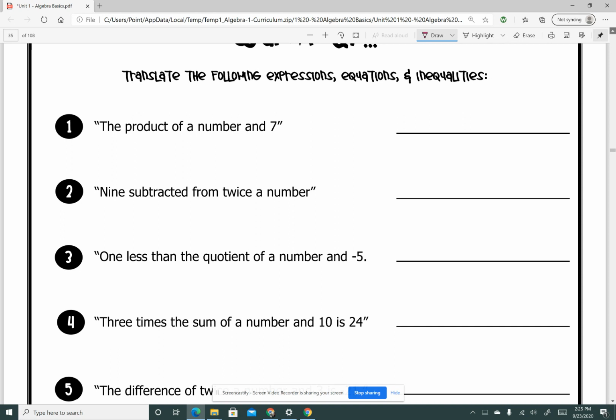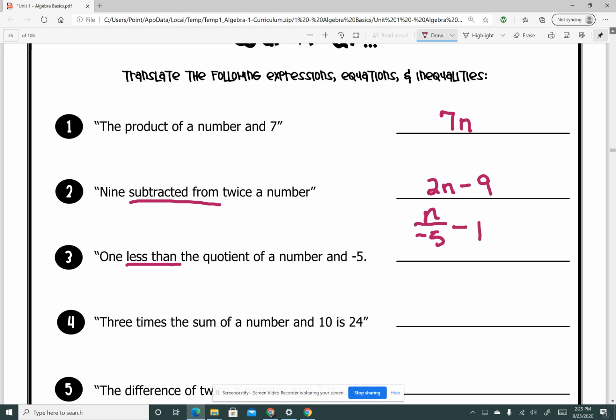Okay, so let's see how we did. Number 1 says the product of a number and 7, so that would be my 7n. Number 2, 9 subtracted from twice a number, that's a turnaround phrase. So that would be 2n minus 9. Number 3, 1 less than the quotient of a number and negative 5. Remember, these are not equations. These first 3 are expressions. So we have the quotient of a number and -5, and then we've got one less.